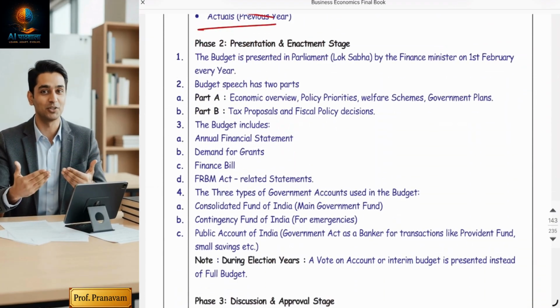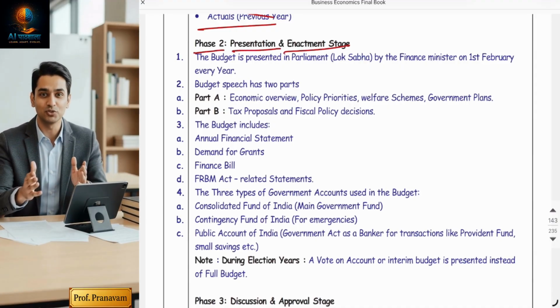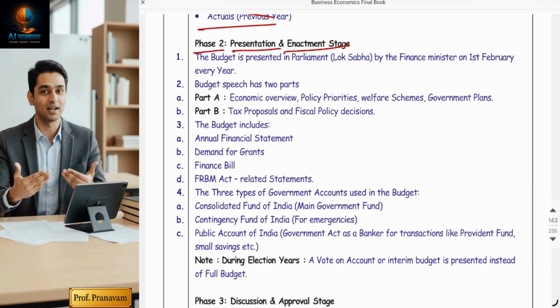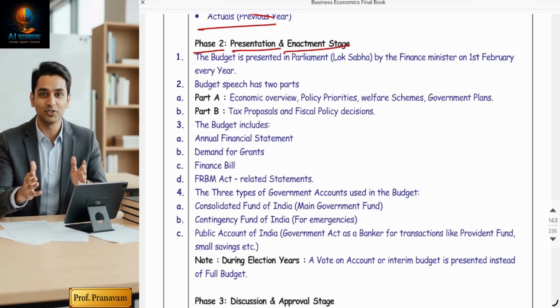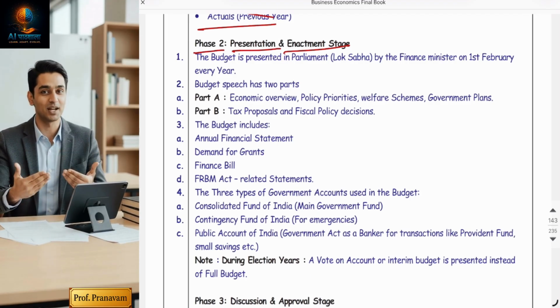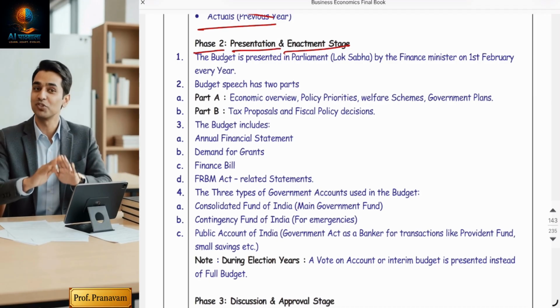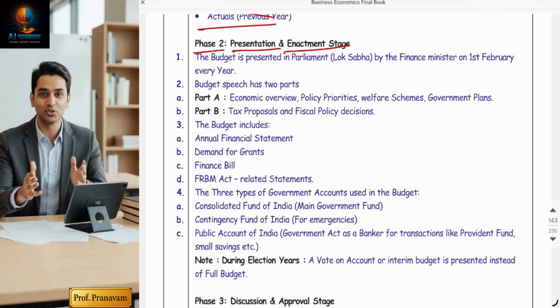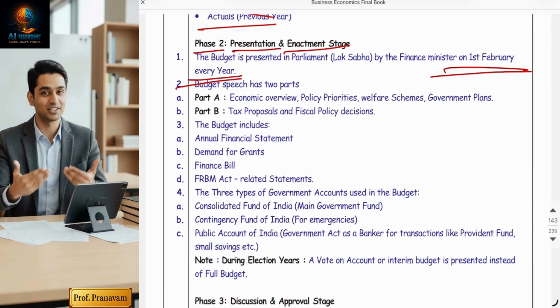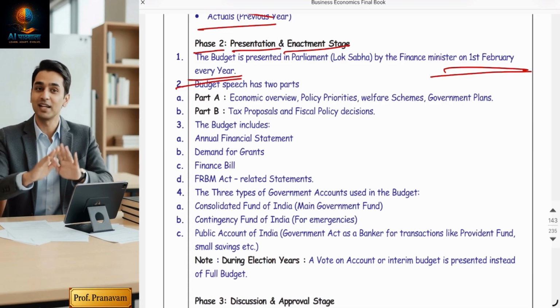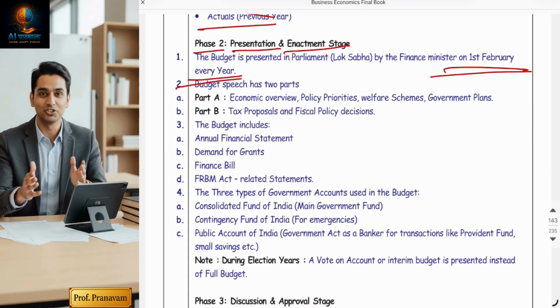Now, after preparing the budget, the second phase comes into existence, that is the presentation and enactment stage. The budget is a public statement, where the government says in which sector it is going to spend how much, what its vision is, and in which direction it is running the country. Because it is the public's money, the public should know. So every year the budget is presented by the finance minister on the first of February, at 11 o'clock in the morning, standing in Parliament and addressing the entire India.